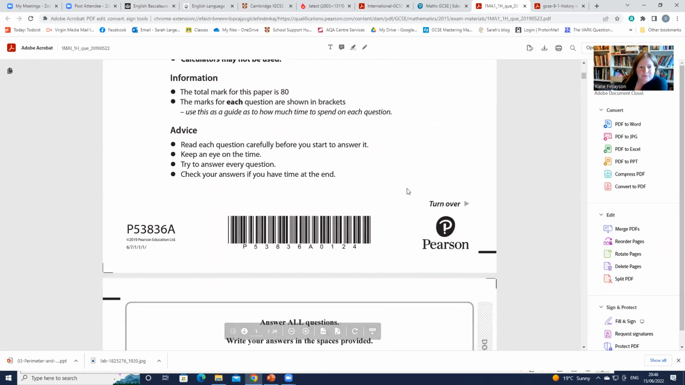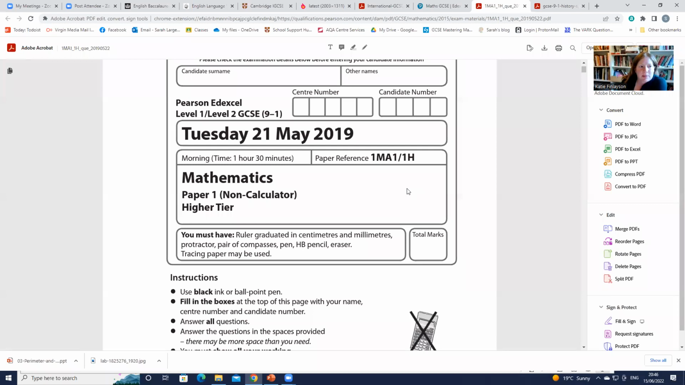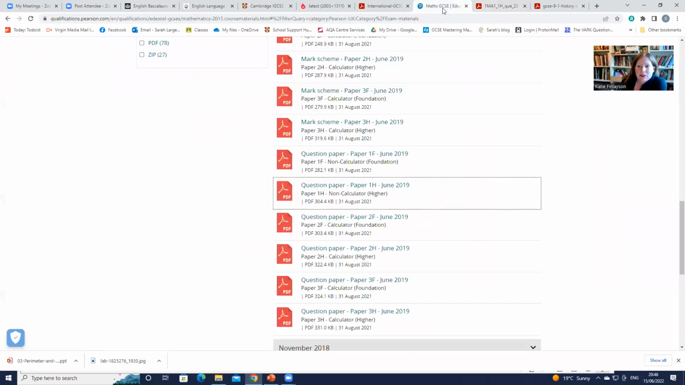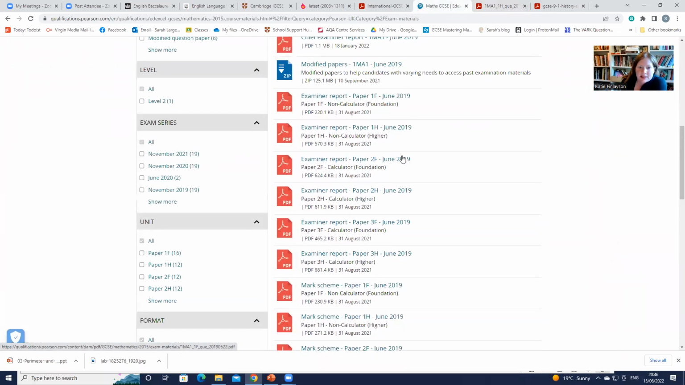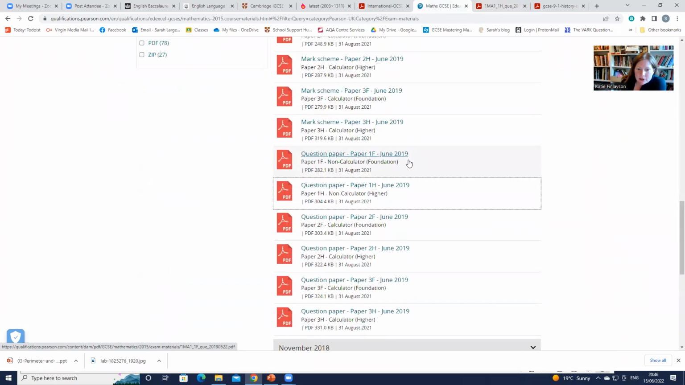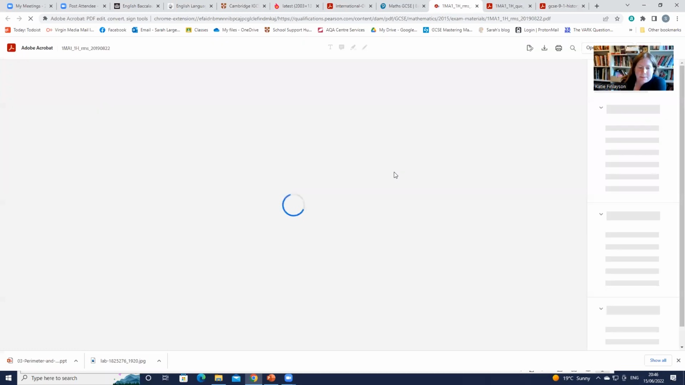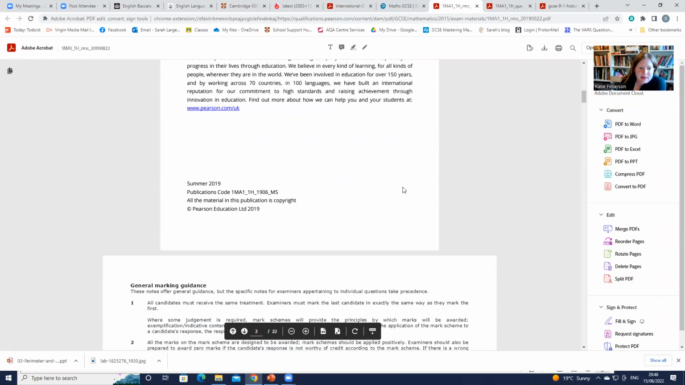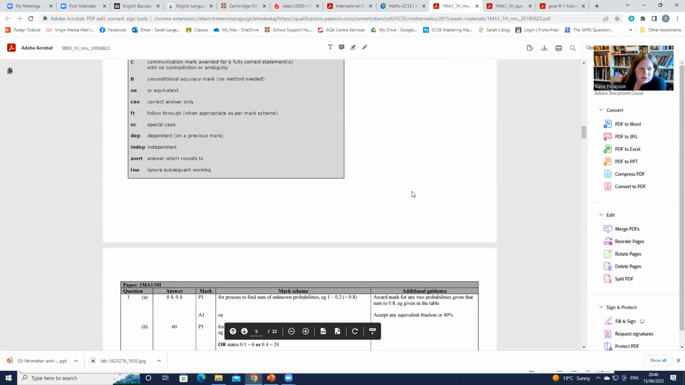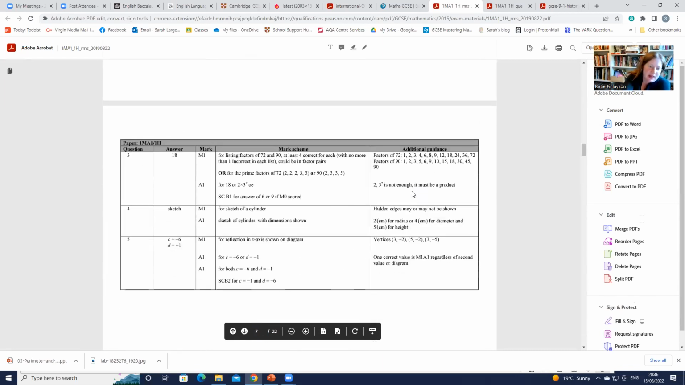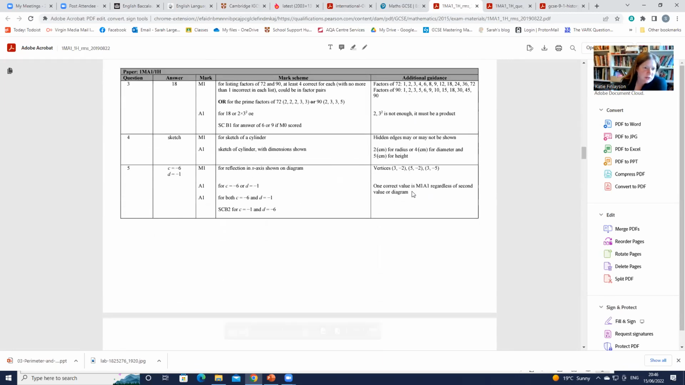You can then only try them for time when you're quite close to the exam. And then if we go back to the page, there will be a mark scheme that matches that paper. So mark scheme 1H somewhere. There we go. And this matches all the questions. It gives you general rules for how you mark. And here you can see it gives you what the actual answer is. And then there's individual marks.